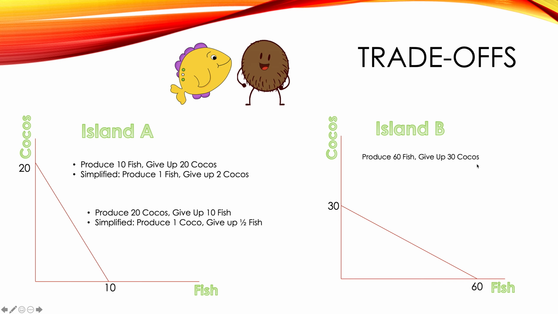Island B, if Island B produces 60 fish, right down there, they're going to give up 30 coconuts. So if they produce 1 fish, they're going to give up half a unit of coconuts, right? Same thing as before. If Island B chooses to produce 30 units of coconuts, they're giving up the ability to produce 60 fish. Simplify that down. To produce 1 coconut, they're giving up the opportunity to produce 2 fish. So this whole thing of ratios and trade-offs is crucially important when it comes to looking at international trade, because we're going to talk about something next called comparative advantage.